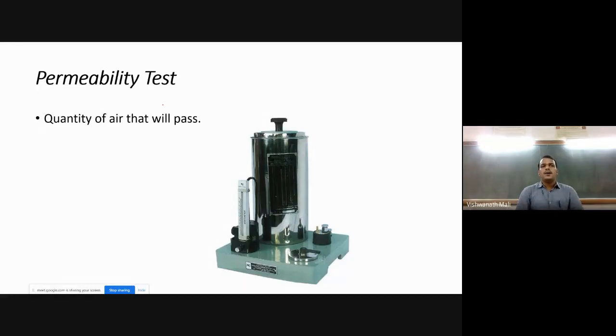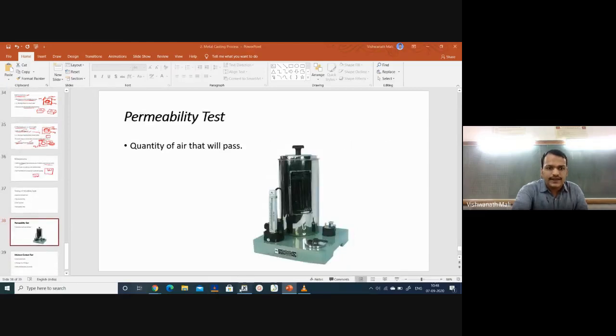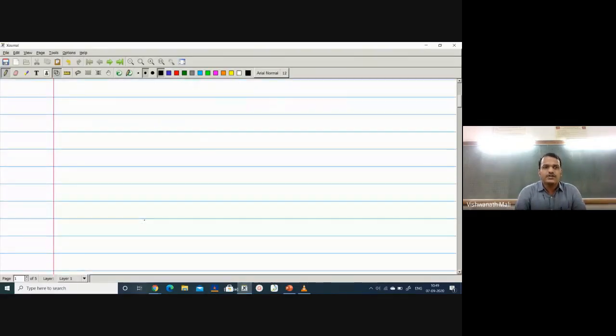So this is the machine which tests the permeability of your molding sand. So what is permeability? We have seen that property. It is the ability of molding sand to let gases and water vapor escape from it. That is the permeability property we have seen. So how is this permeability test carried out? To carry out this permeability test, we need to prepare the sample.